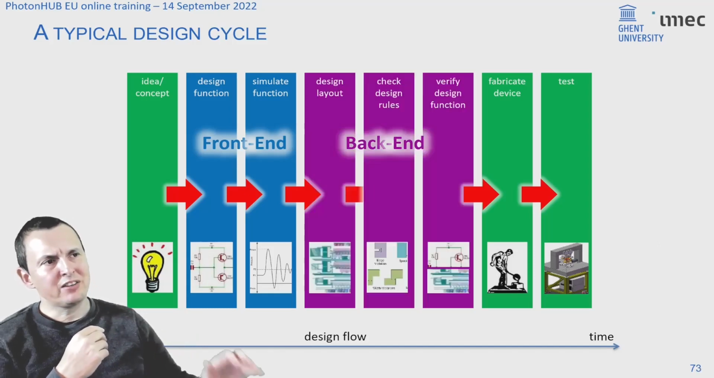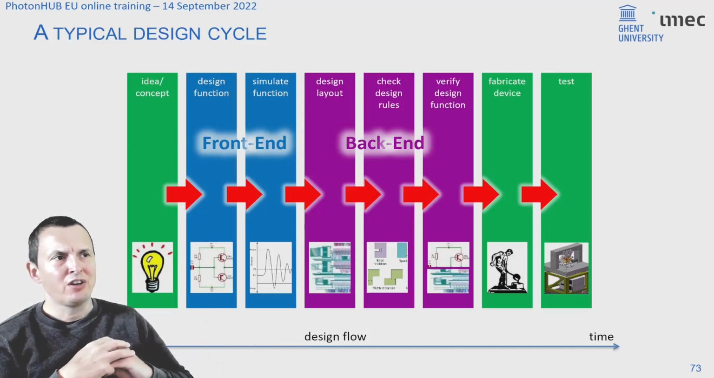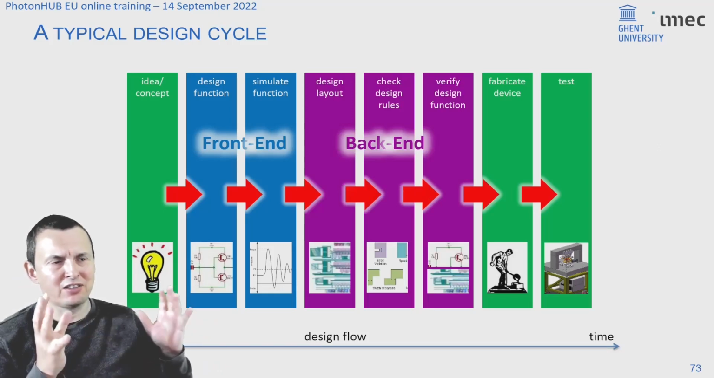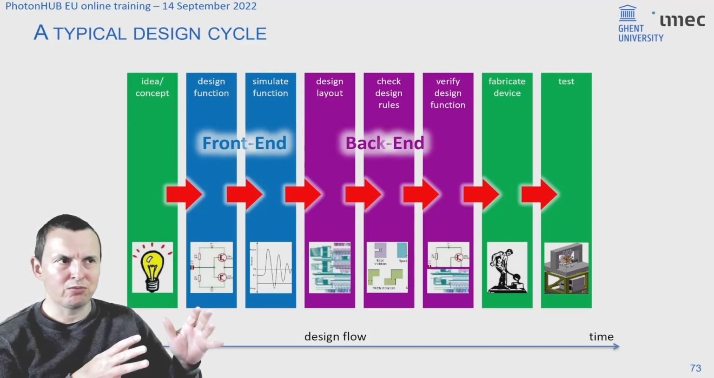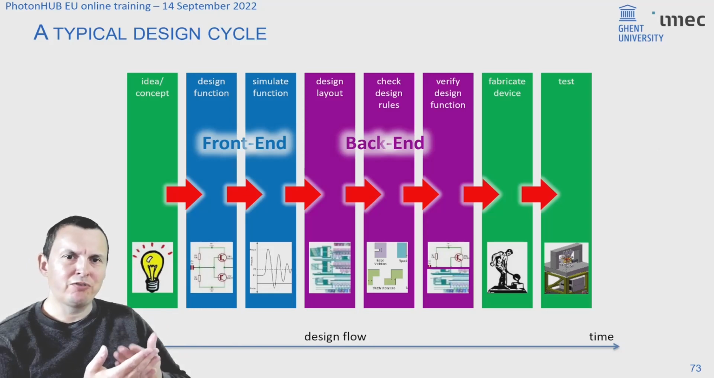In the back end, there's three major steps that you can identify. First of all is translate that circuit diagram into a layout, which means patterns that can be fabricated. Well, once you have your patterns, you need to verify whether they actually meet the design or the fabrication rules. For instance, you shouldn't draw lines that are too narrow to fabricate.